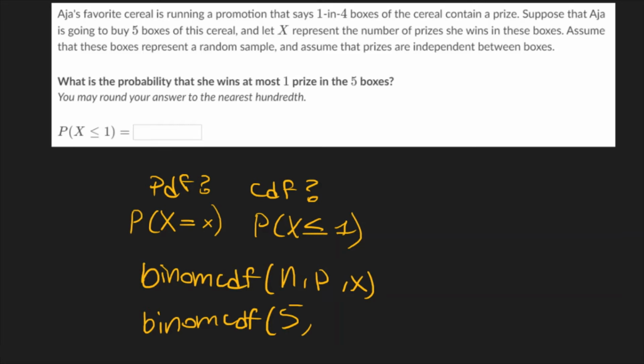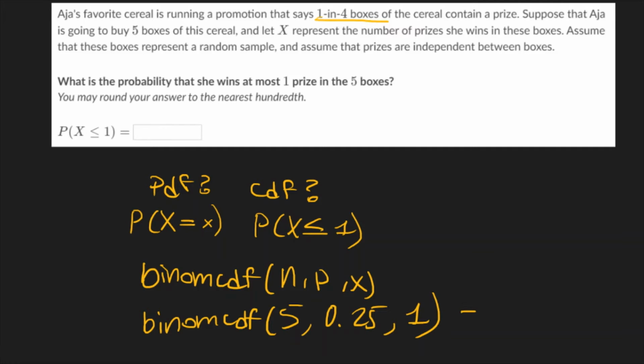The probability of a success, because that's what we want to find, winning a prize is a success. So what is the probability? Well, it says 1 in 4 boxes of cereal contain a prize, so as a decimal it's 0.25. And then X is the number of prizes that Asia wins. So we want to know the probability of it being less than or equal to 1.